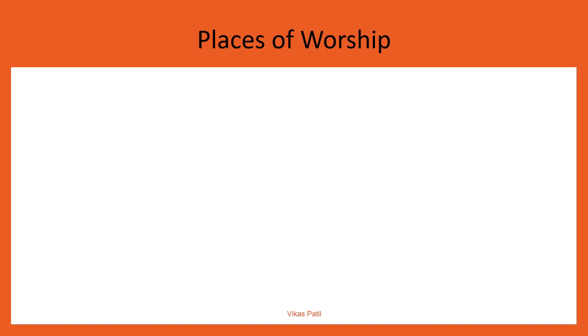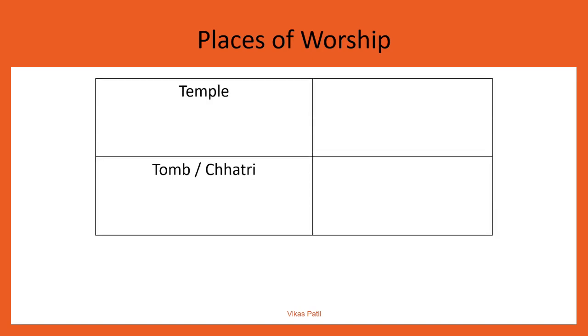Places of worship. We have temple and tomb. Temple is shown with this symbol, whereas a tomb or chhatri is shown with a similar symbol, but you can notice there is no door shown.